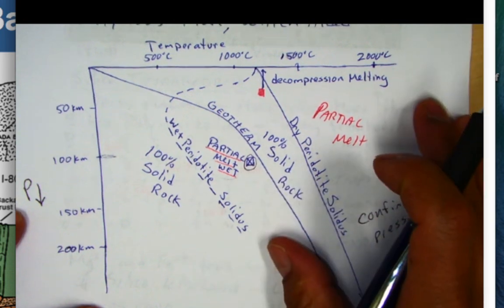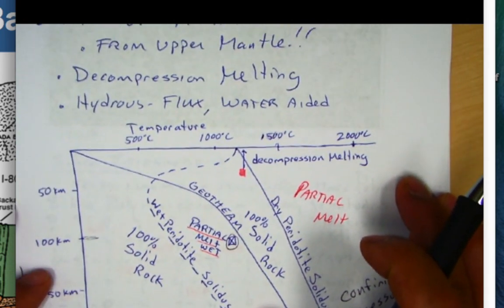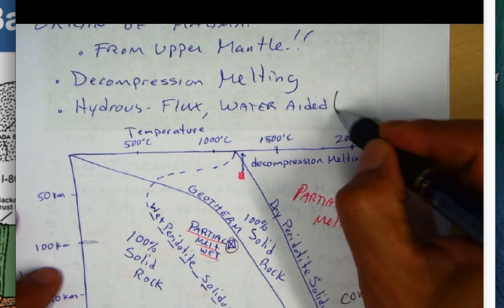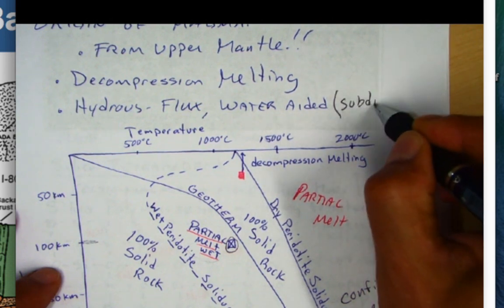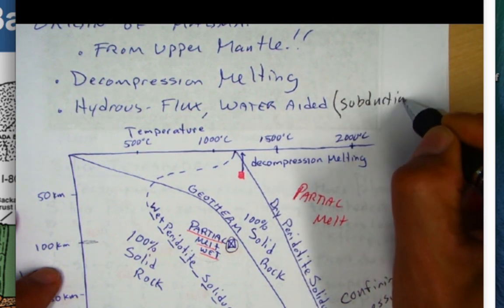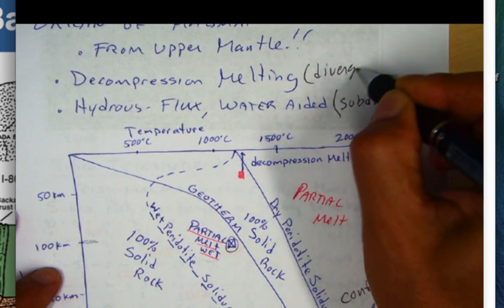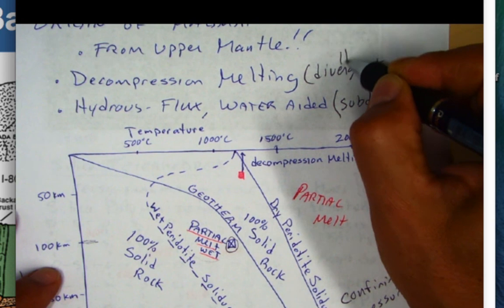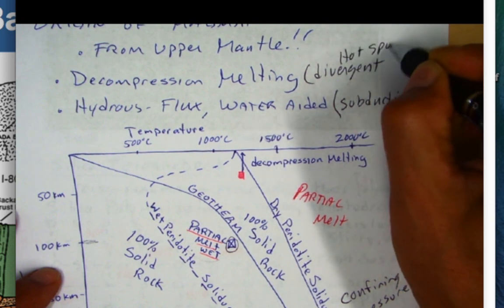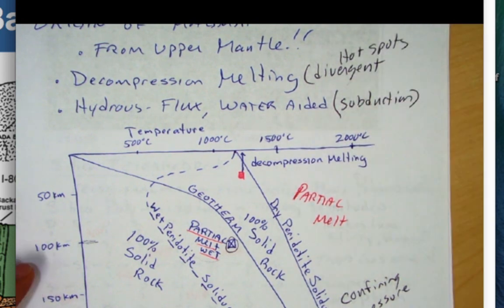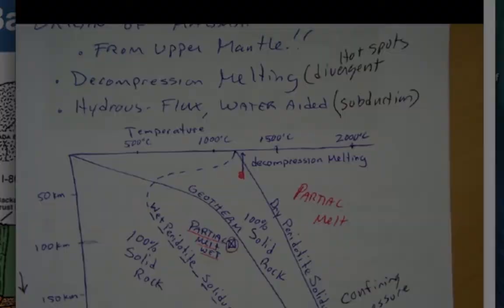So understand that the hydrous flux melting here, this is going to be in subduction zones. We'll put subduction here. Whereas this one is in divergent margins, right? And hotspots, we'll add that, hotspots. So that's the origin of magmas. They're coming from the upper mantle, and there's two ways. You're either going to have the decompression melting or this hydrous flux.